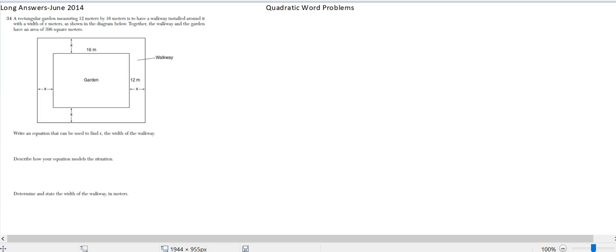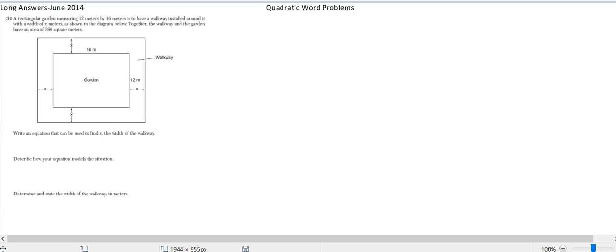This is question number 34 from the June 2014 Algebra 1 Regents. A rectangular garden measuring 12 meters by 16 meters is to have a walkway installed around it, with a width of x meters as shown in the diagram below. Together, the walkway and the garden have an area of 396 square meters. Write an equation that can be used to find x, the width of the walkway.